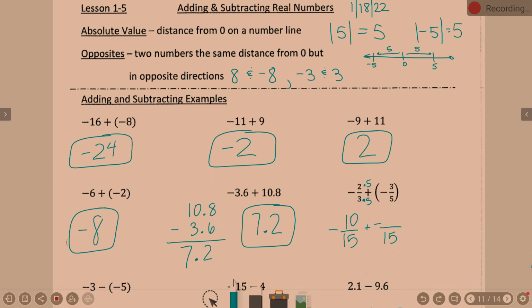Same thing with our other fraction. Jason, 5 times what is going to give me 15 here? 3. And if we multiply the bottom by 3, we're going to multiply that top by 3. 3 times 3 is 9. Okay.